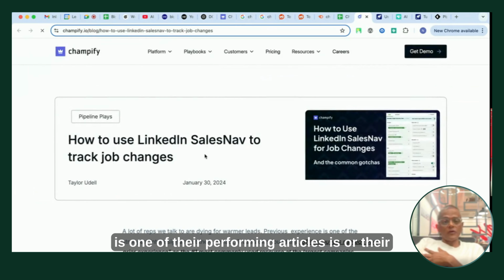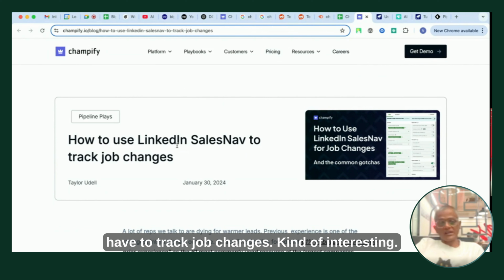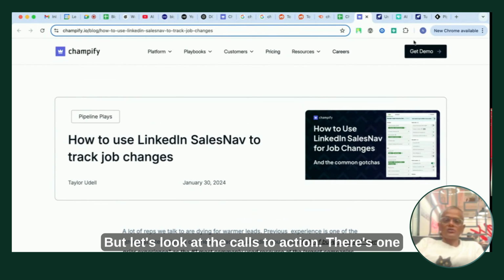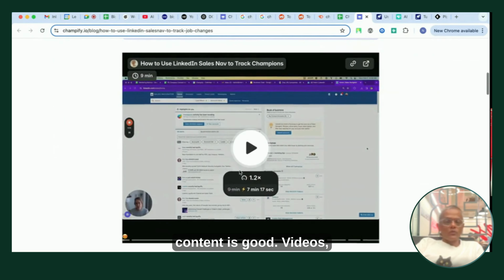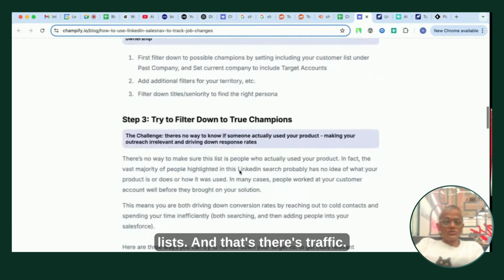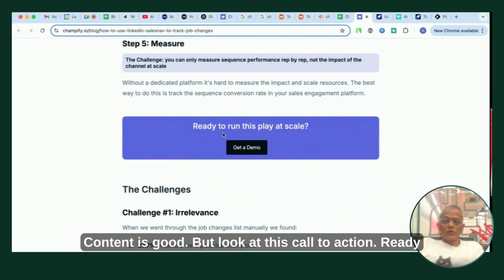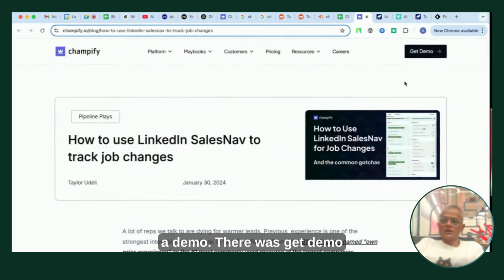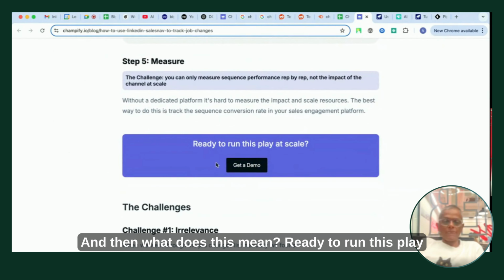Champify's top performing article is how to use LinkedIn Sales Nav to track job changes. Kind of interesting. But let's look at the calls to action. There's one, get a demo. Then the content is good. Videos, lists, and that's why there's traffic. Content is good, but look at this call to action. Ready to run this play at scale, get a demo. There was get demo here, back to get a demo.